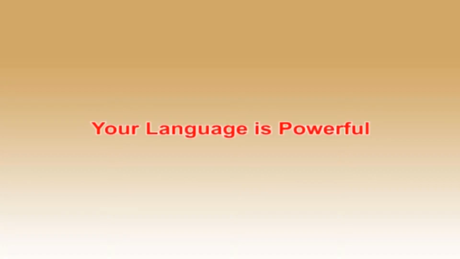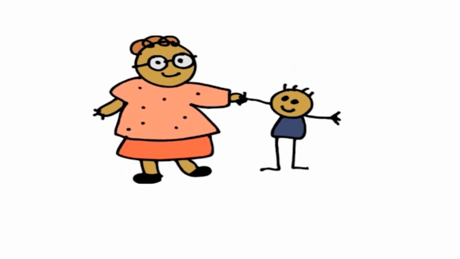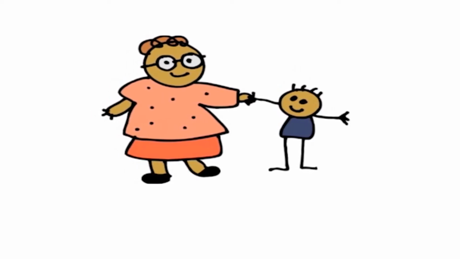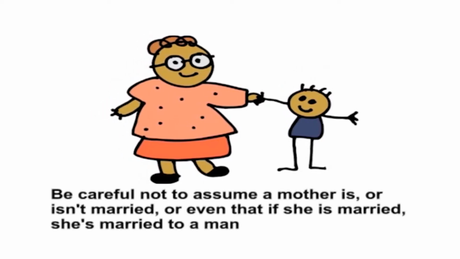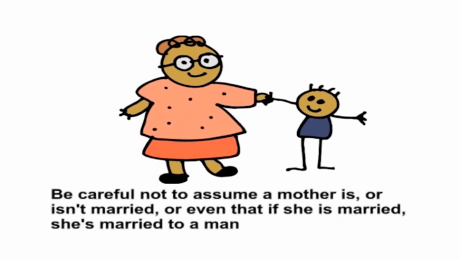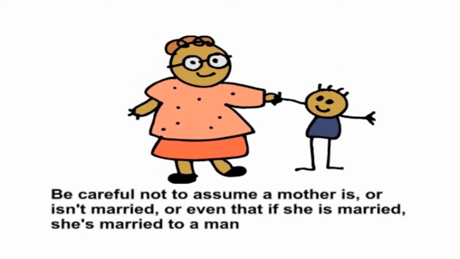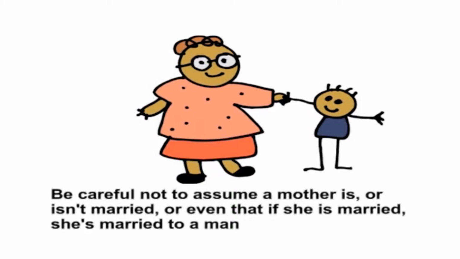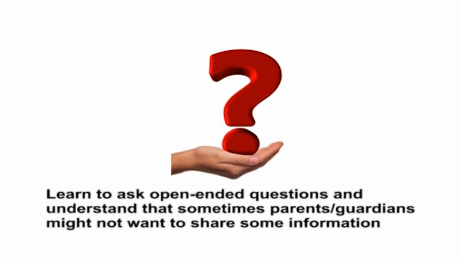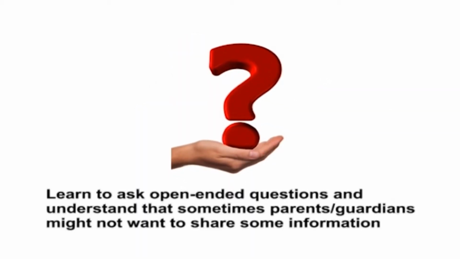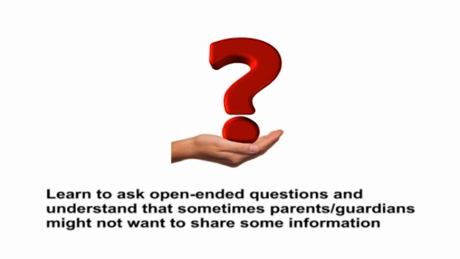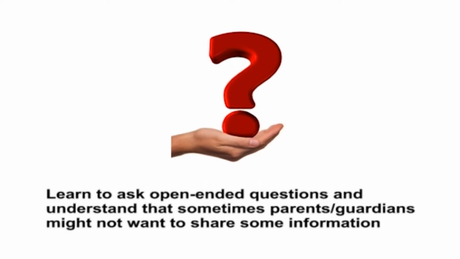Your language is powerful. It communicates awareness that there are many different kinds of families. Be careful not to assume a mother is or isn't married, or even that if she is married, it's to a man. Learn to ask open-ended questions and understand that sometimes parents or guardians might not want to share some information.